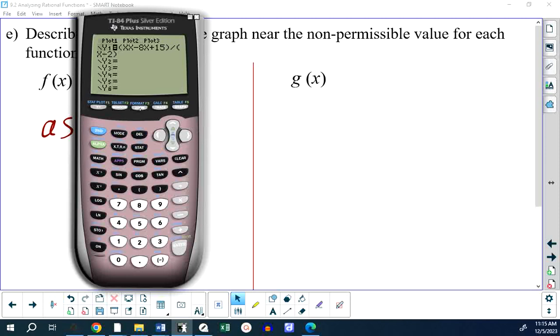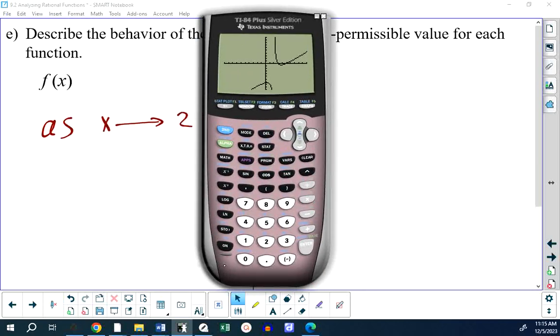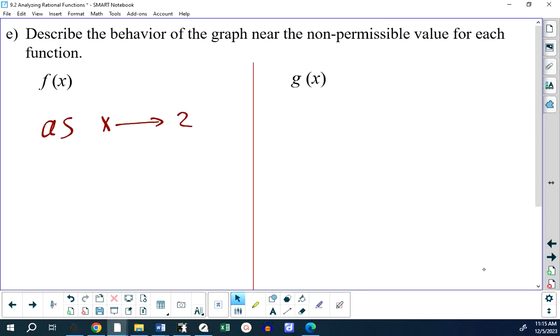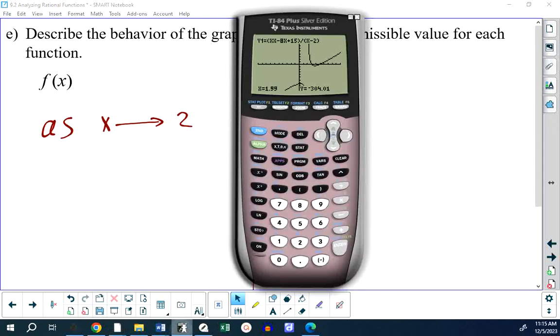Okay. So I'm just going to go zoom 6. I know I changed the window settings, but it doesn't matter. What we're talking about here when I write this statement that you can see to the left of the calculator is as I go trace equals 1.9 and trace 1.99, what's happening to the function? And the answer is the function is exploding to either positive or negative infinity, depending on which side you're on. And that's the definition of a vertical asymptote.